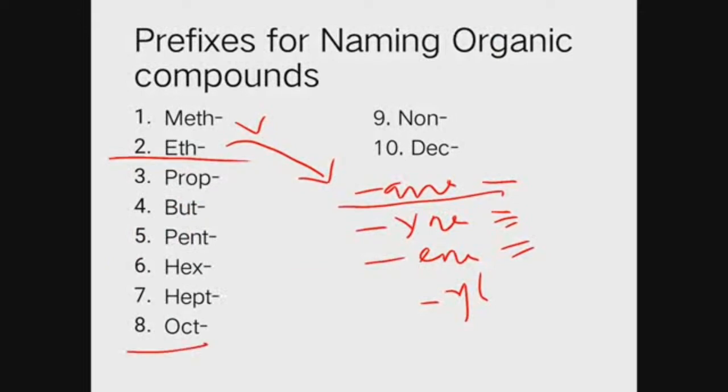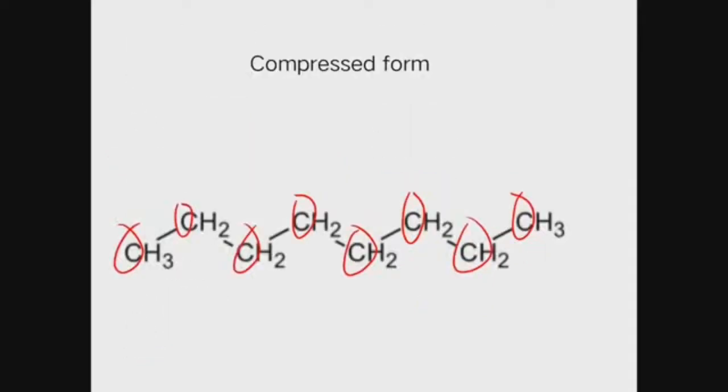Oct. Now of course you don't see much lines here, so you can't really tell whether there is a double bond, but there's an easy way to do it. When you see that the ends are bonded to 3 hydrogens, and every other one is bonded to 2, you definitely know that this is an alkane and not an alkene or an alkyne. So basically this is an octane. You see, very simple, easy, compressed form.